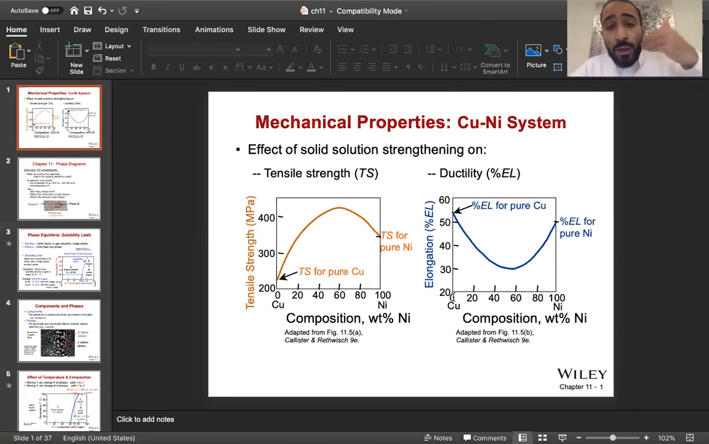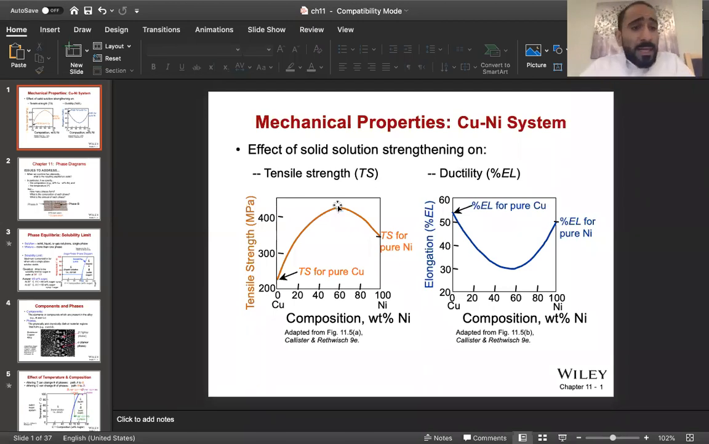Because the result of dislocation motion is plastic deformation. Plastic deformation means that if it's easy for the dislocation to move, it's easy to plastically deform the material. So we learned about 3 different mechanisms that can make the material stronger. And then we also learned how you can enhance the ductility of the material, because as you make the material stronger, at the same time you're going to lose ductility.